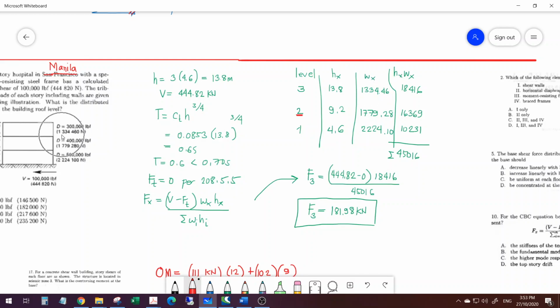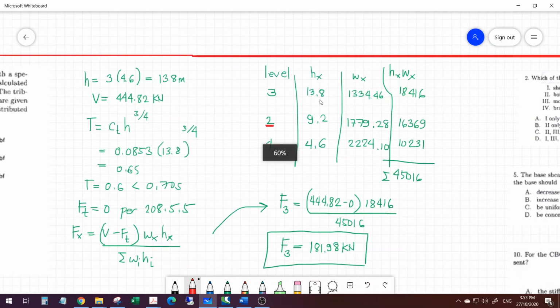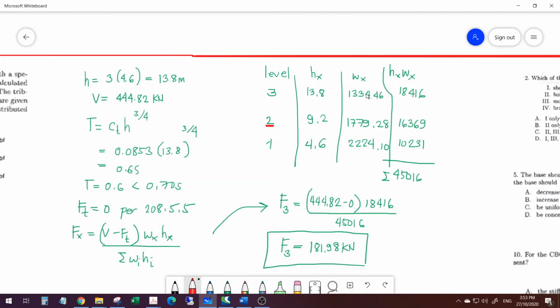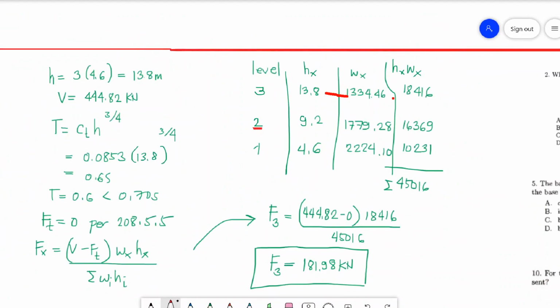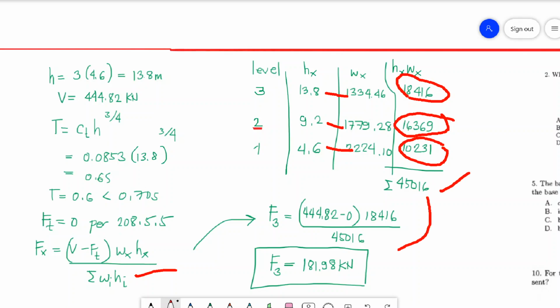So we have 1334.46 kilonewton, 1779.28 kilonewton, and then 2224.1 kilonewton, and simply multiply these two values here. So multiply that, you get 18416. Multiply these two, 16369, and these two, 10231. Then find out the summation because we need that here. So the summation of WxHx is this. Then plug it here.